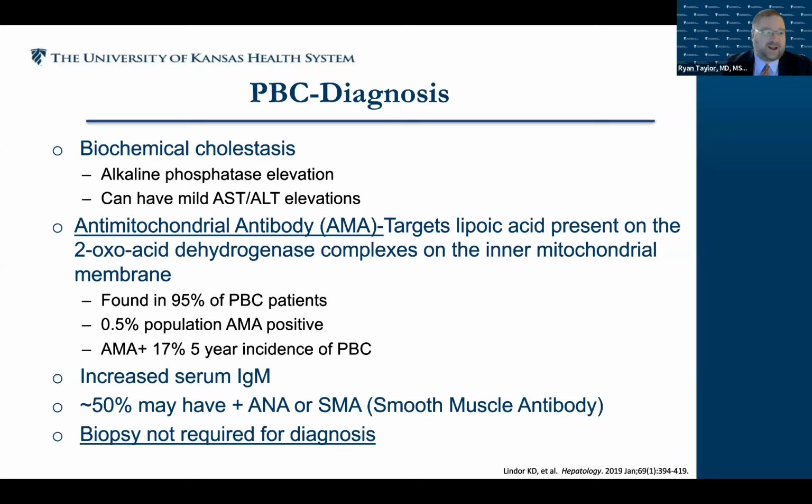You can also see an elevated serum IgM level, and other autoantibodies such as the anti-nuclear antibody and smooth muscle antibody can be present. And one of the things that has changed in our thought of this disease is that this is a diagnosis that can be made clinically, and you do not have to have a liver biopsy, whereas when I started my training, we would biopsy the majority of these patients before initiating treatment. Next slide.